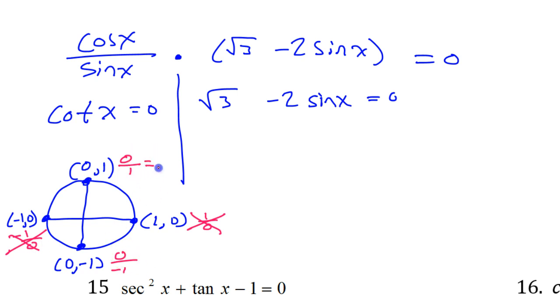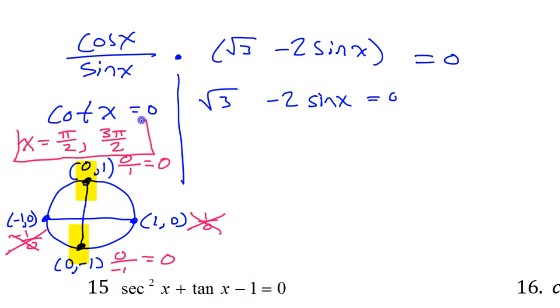However, 0 divided by 1, that is 0. And same with 0 divided by negative 1. So these two angles are actually solutions. So this is a solution and this is a solution. So that gives me x is equal to pi over 2 or 3 pi over 2. Alright, so that's two solutions so far.